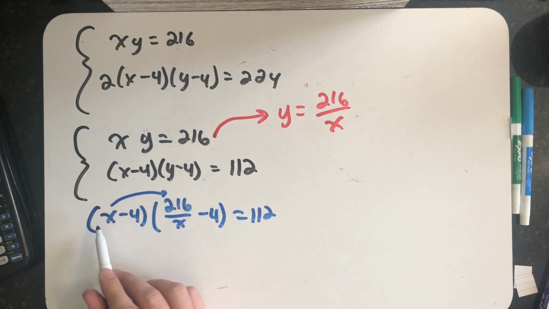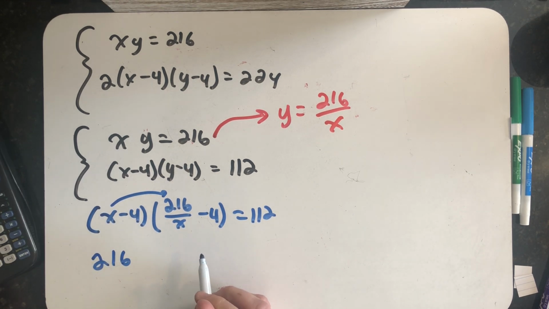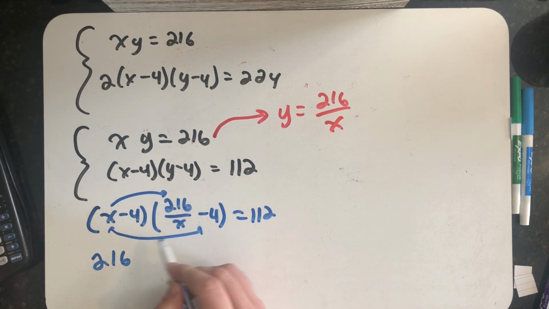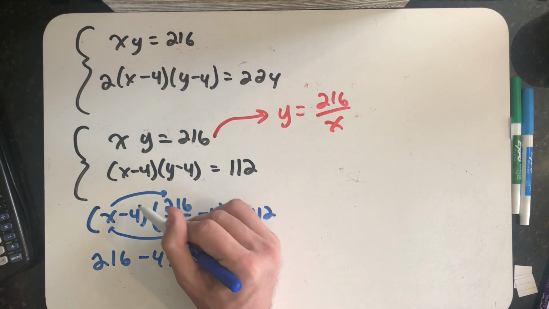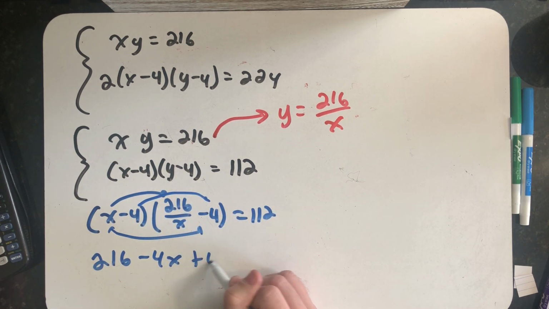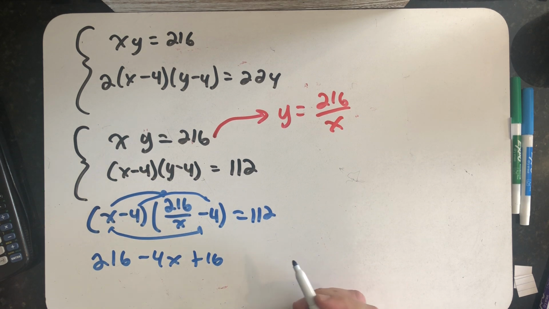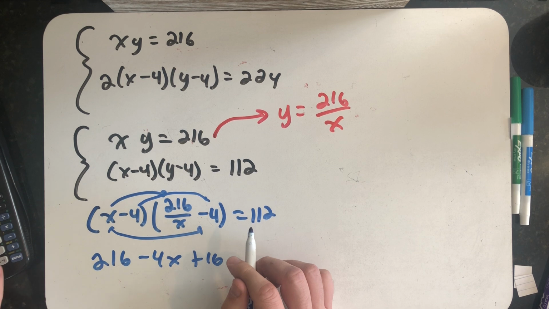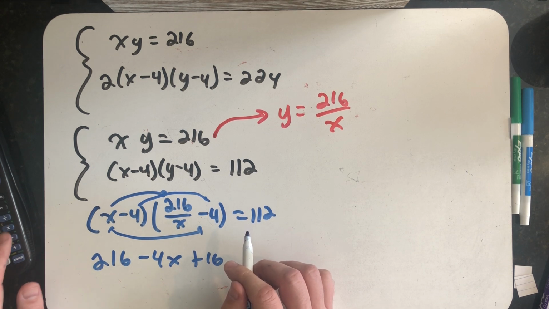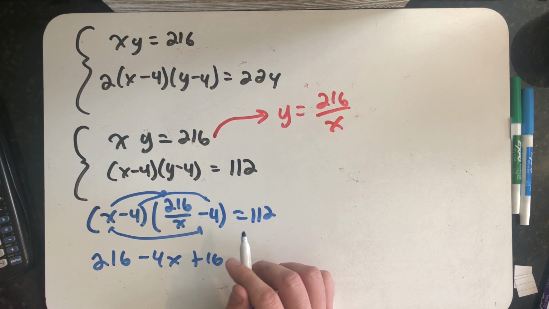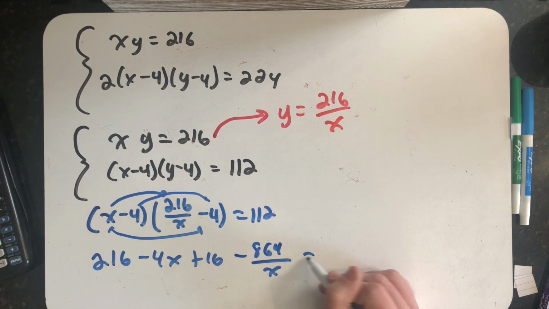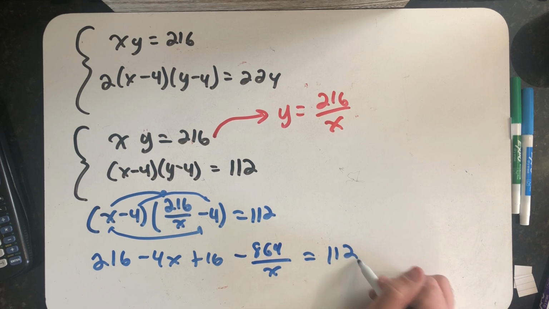So I need to distribute. So x times 216 over x gives me 216. So now x times minus 4 gives me minus 4x. Minus 4 times minus 4 gives me 16. And then finally, the term I'm missing now is the middle one there. So minus 4 times 216 over x is minus 864 all over x. And that's still equal to 112.